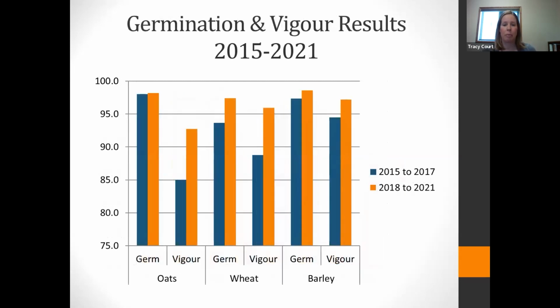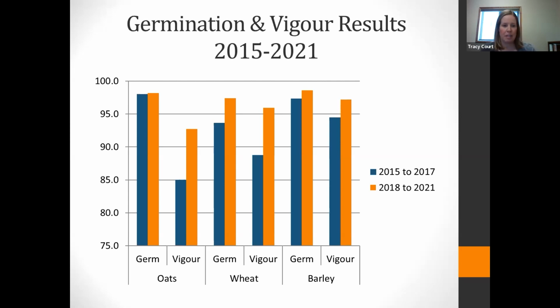Okay, so this next slide, what I've done is I've broken it down by what I consider to be the wet years on our farm versus the dry years. The blue lines there are 2015 to 17, which were, I'd say, above average rainfall. And then 18 to 21, we got extremely dry, particularly in 2020 and 21. So across the bottom, I have the three different crop types, and then the germ and Vigour for each one.